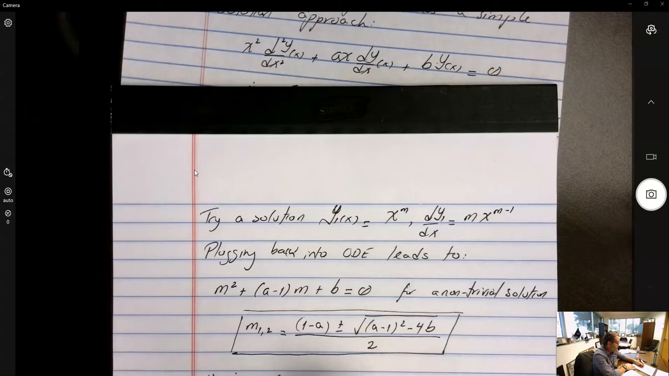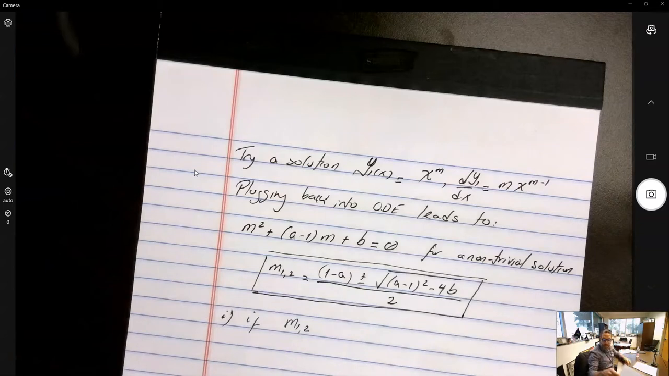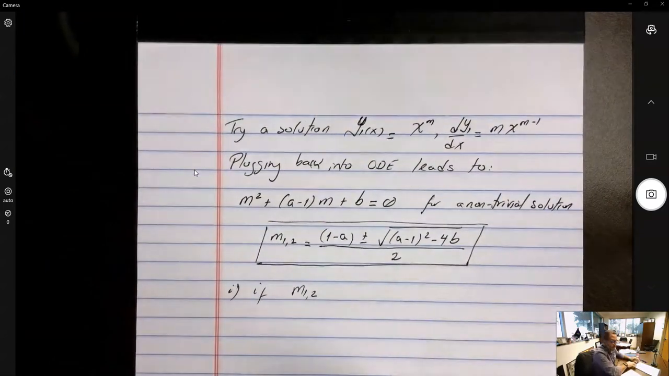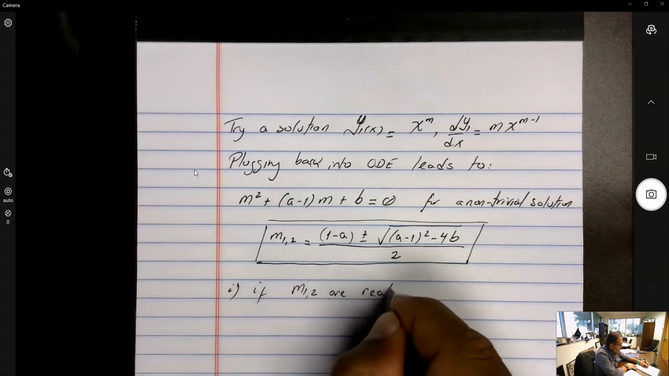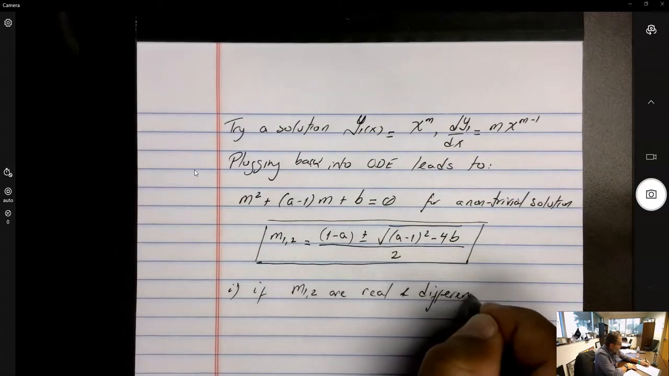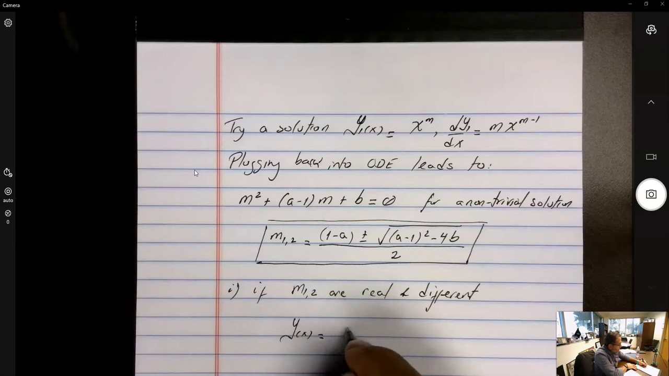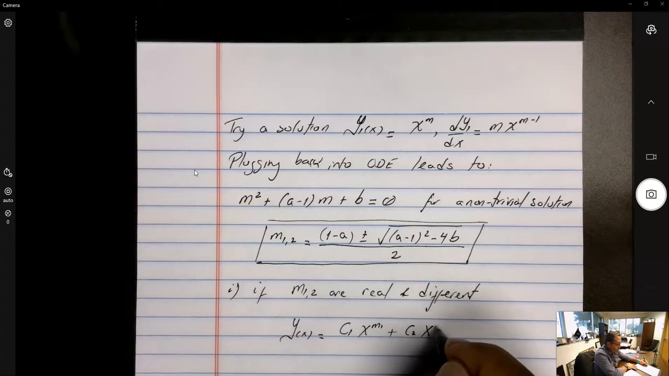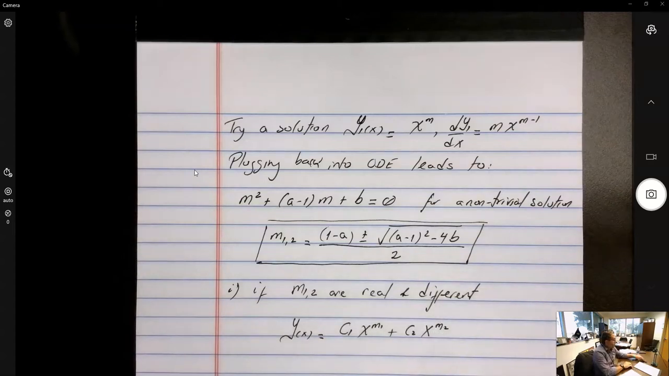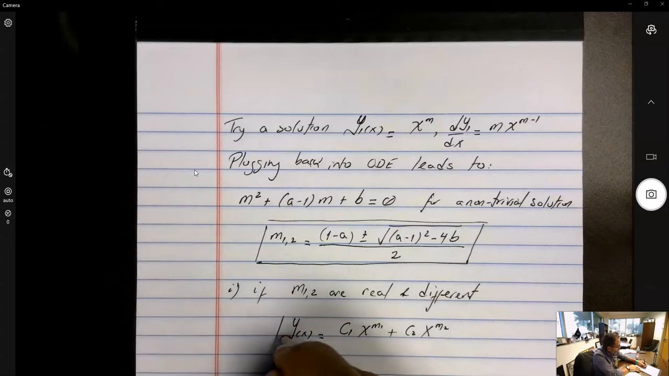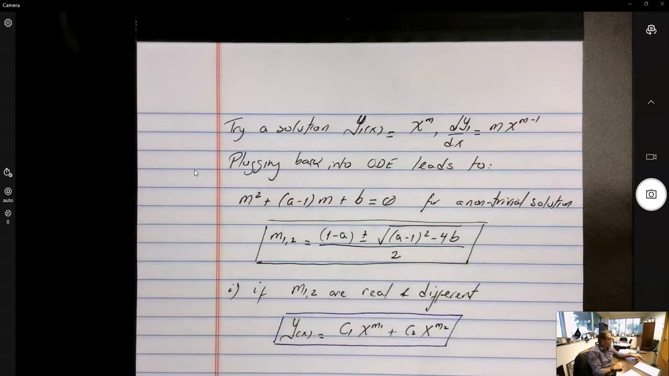So if m1 and m2, let me go back here. So if m1 and m2 are real and different, then y of x is equal to c1, one constant of integration, times x to the m1, plus c2, another constant of integration, times x to the m2. So there's a superposition of the two possible solutions. So there's one general solution. The constants c1 and c2 can be found by imposing the boundary conditions or the initial conditions if this were a function of time.